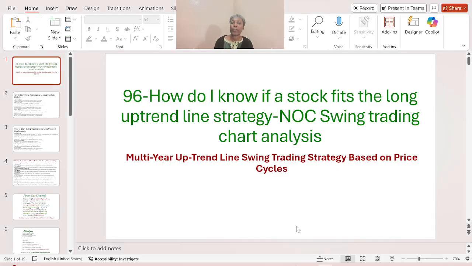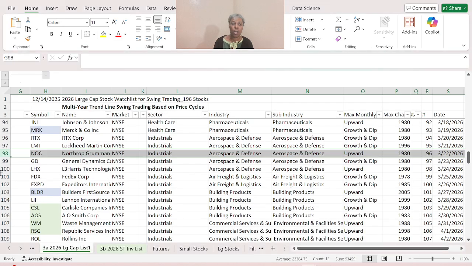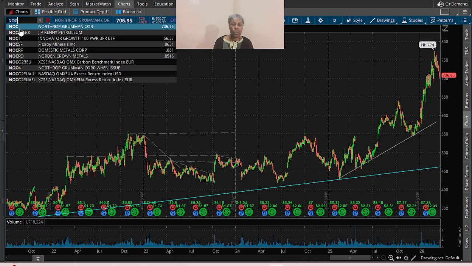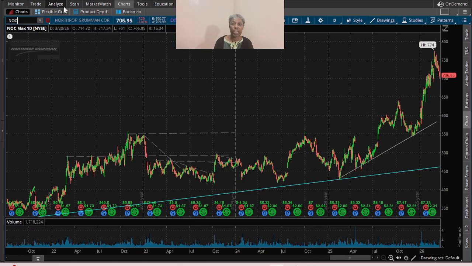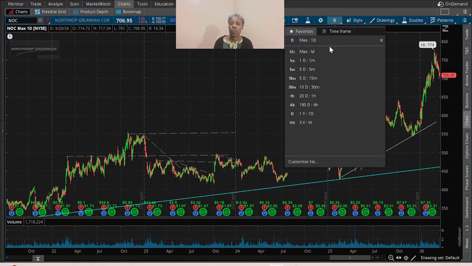Hello, how do I know if a stock fits the long uptrend line strategy? Let's take a look at the stock of the day, NOC, as of March 22, 2026. We have NOC in the platform here, NOC Swing platform, maximum daily chart.